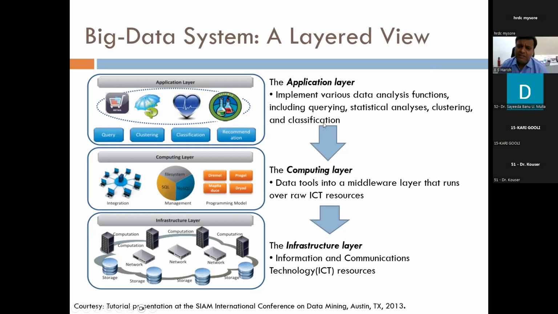See, for example, in this diagram I'm showcasing three different layers. One is the application layer, the other is the computing layer, and the other is the infrastructure layer. So for these three layers, specific sets of objectives are defined. The application layer has its own characteristics and the way that it works.